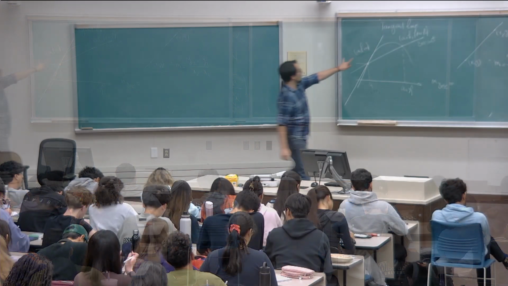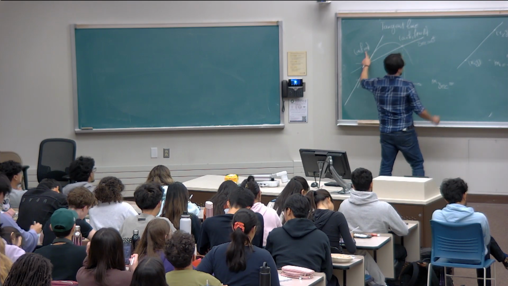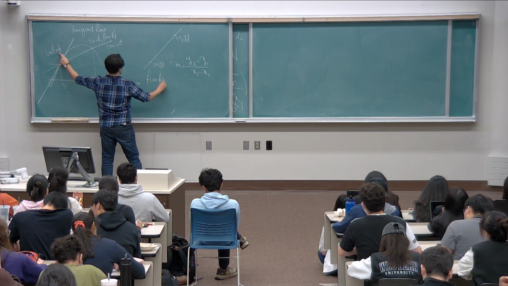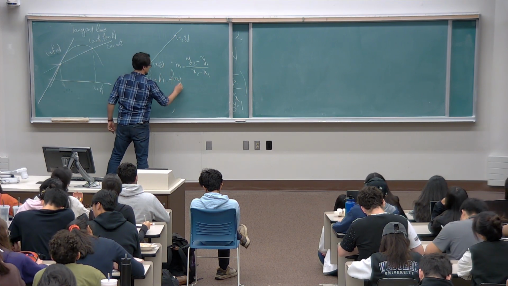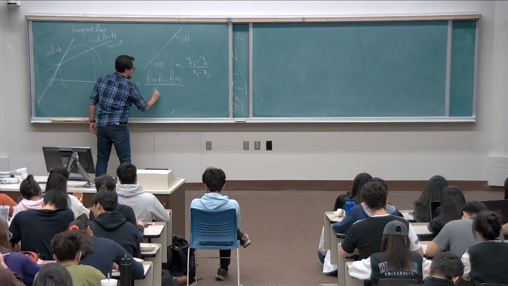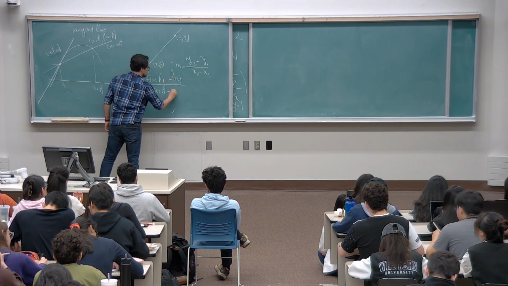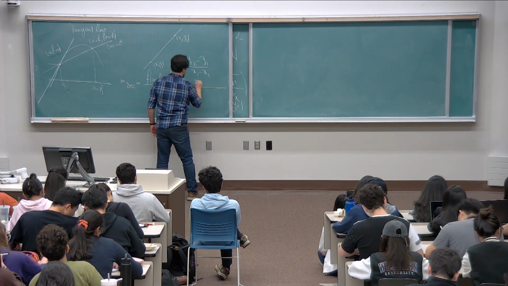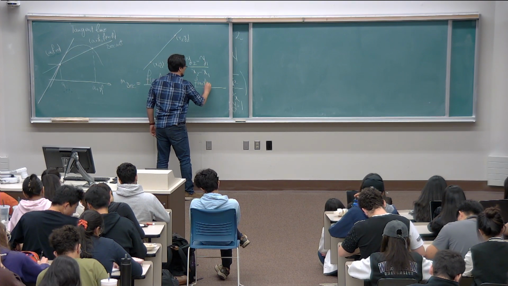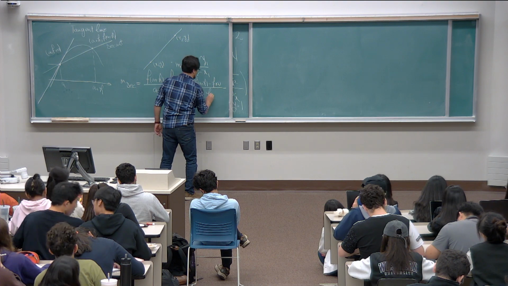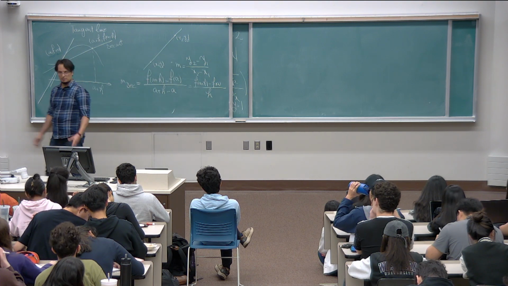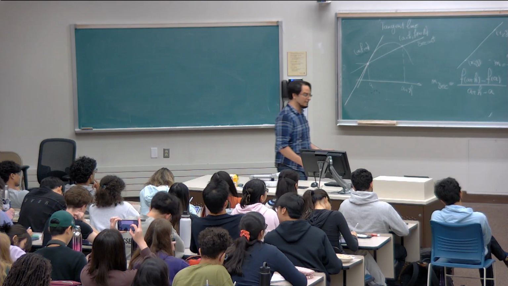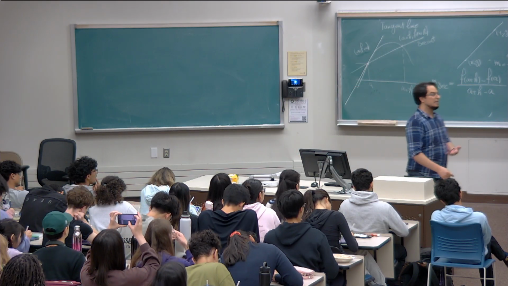I have 2 points. Rise would be F at A plus H minus F at A. Run will be A plus H minus A. Or in other words, I will get F at A plus H minus F at A divided by H. Yeah? So that is the secant. But how is it going to be related to the tangent line?